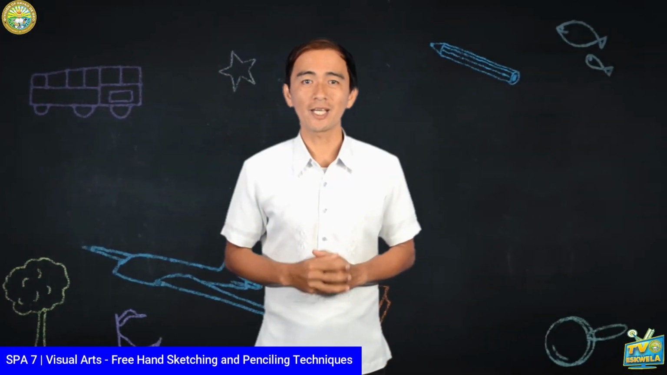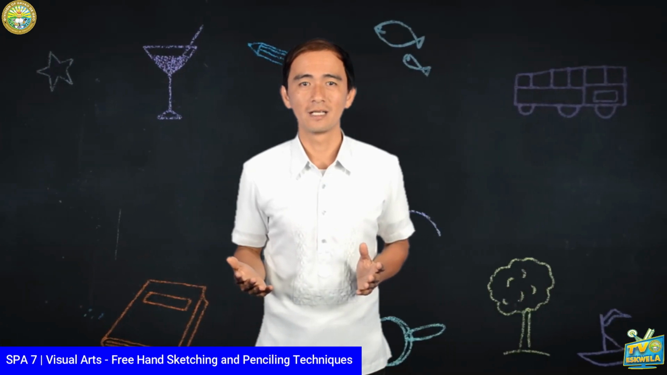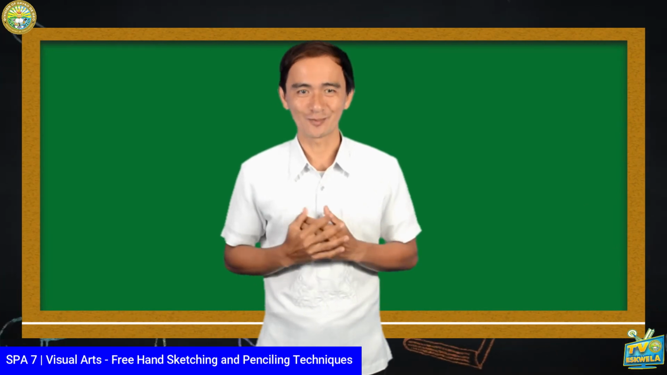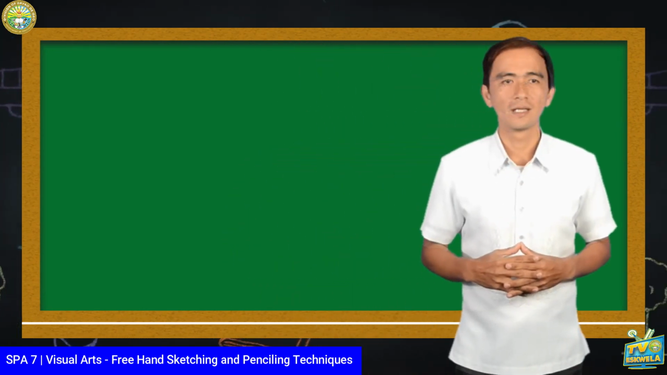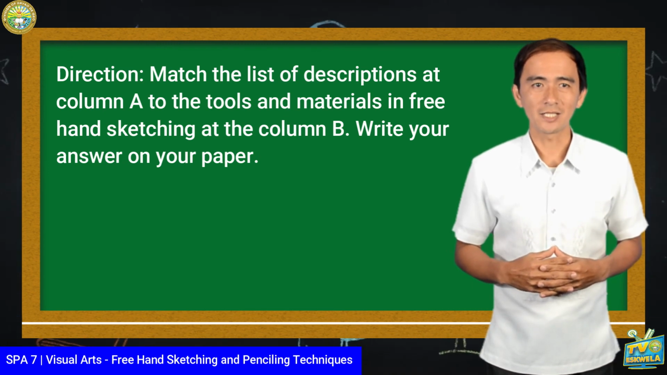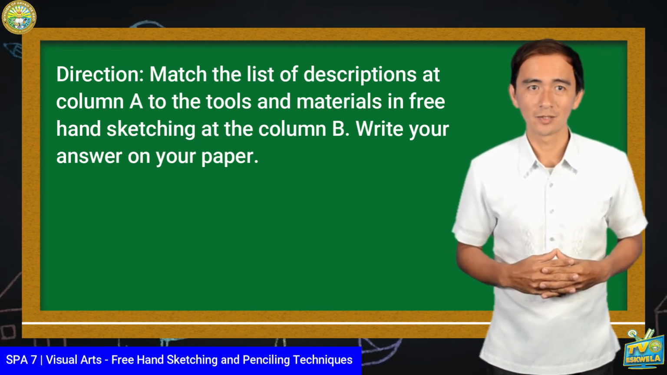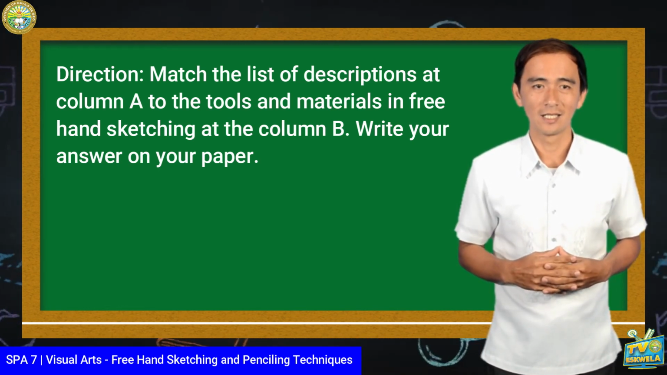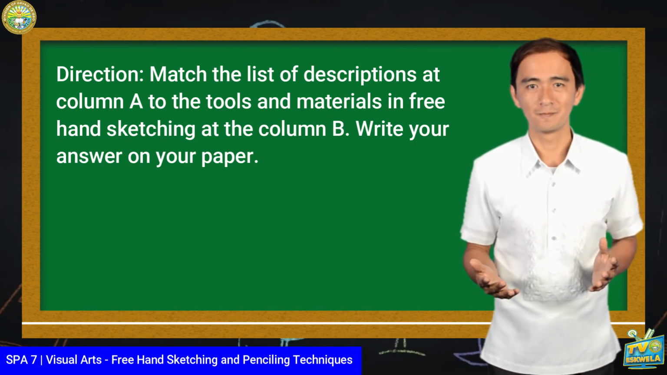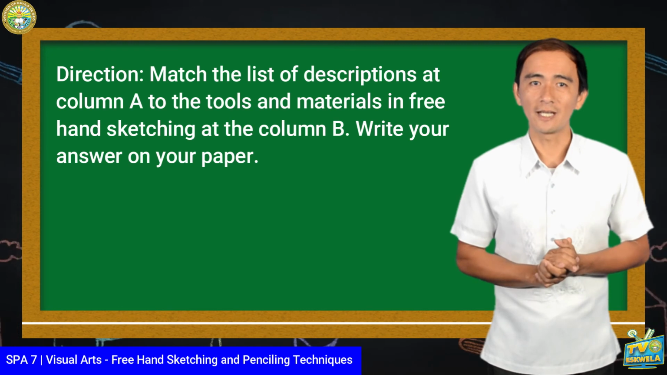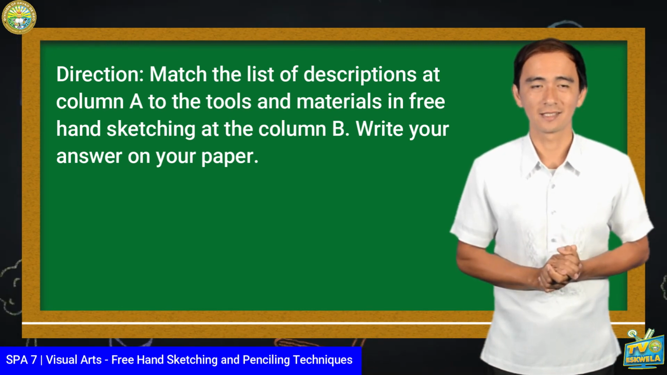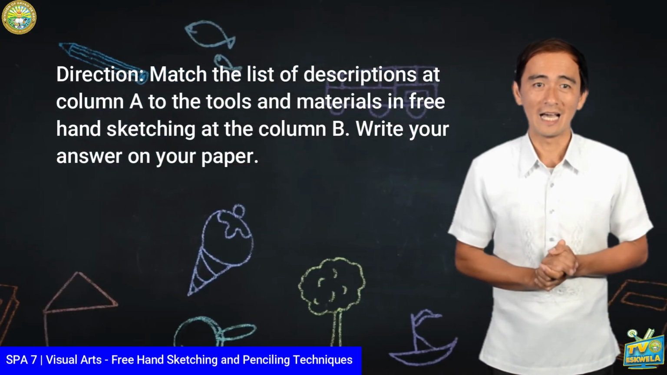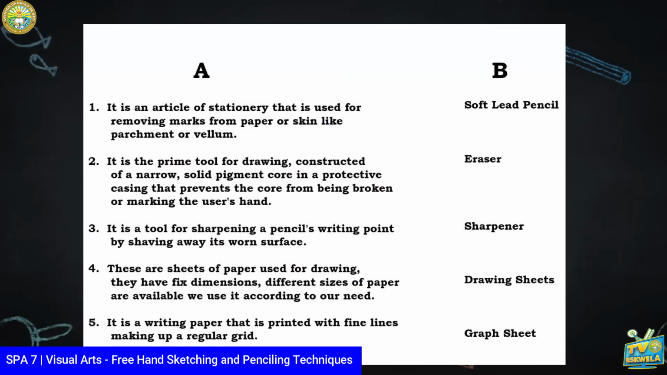Now, to test your understanding about our lesson, let's have an activity, and it is entitled the Match Me Out. Directions. Match the list of the descriptions at column A to the tools and materials in freehand sketching at the column B. Write your answer on your paper. I will give you enough time to finish your task. Good luck, students. Now let's begin. And the timer starts now.